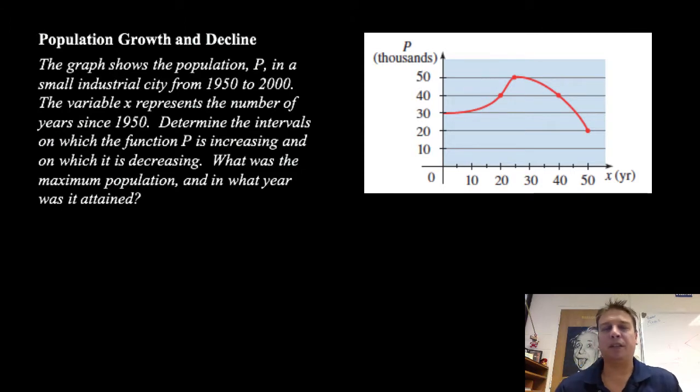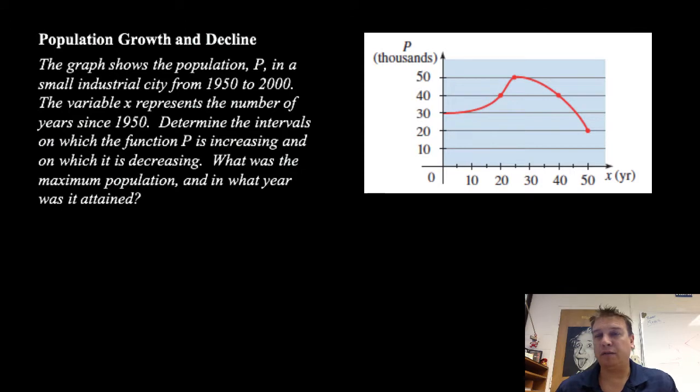Okay, take a look at the last one. This one should look familiar. This is the same problem that we dealt with before, but it has slightly different questioning here. The graph shows the population in a small industrial city, again from 1950 to 2000. Variable x represents the years from 1950. Determine the intervals on which the function p is increasing. What was the maximum population, and in what year was it attained?